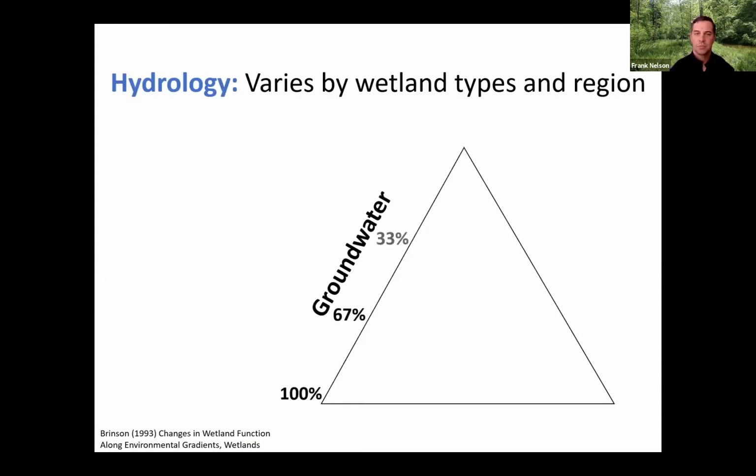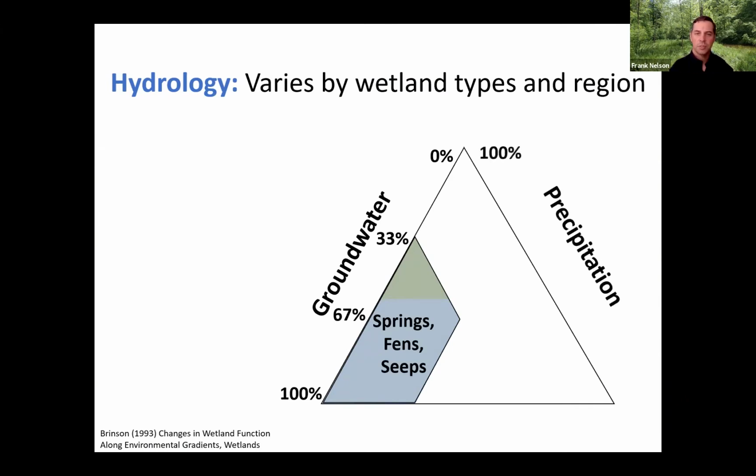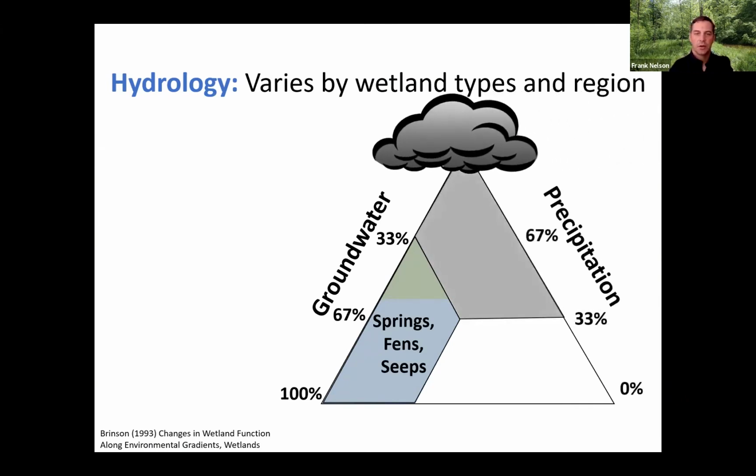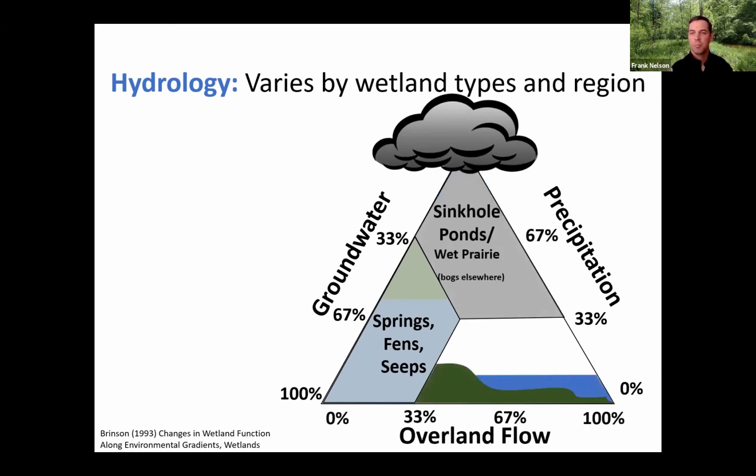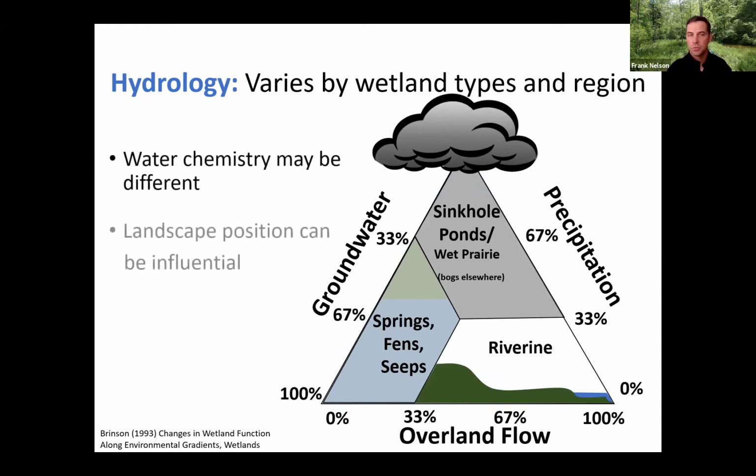Now, when we think about wetland types in different regions of our state, the hydrology varies. Groundwater systems like springs, fens, and seeps are driven by the discharge of groundwater. Precipitation really drives, say, our sinkhole ponds, our wet prairies, or even flatwoods. And you might see bogs elsewhere. Elsewhere in Missouri, overland flow drives the processes of our riverine wetlands. Why this is important is because the water chemistry may be different, the landscape position can be influential, and it also may drive plant succession.